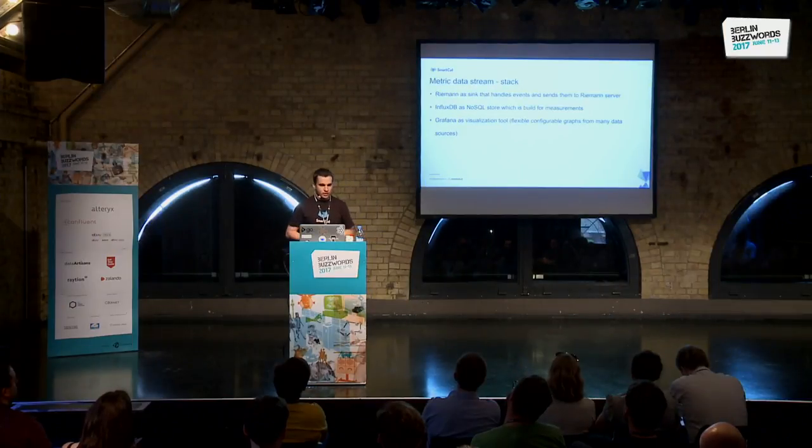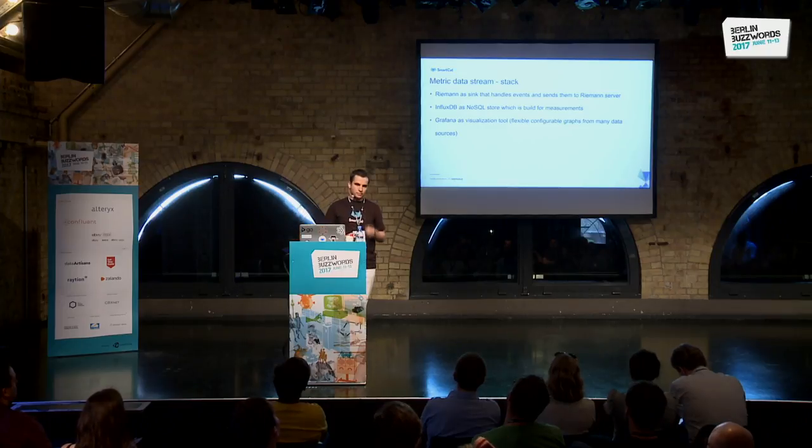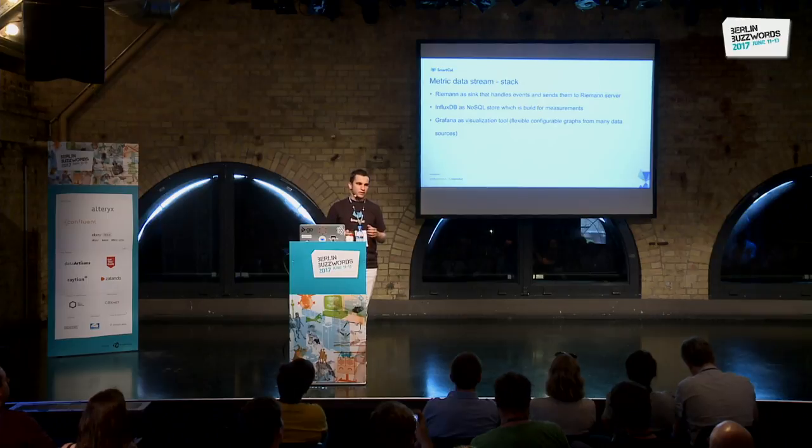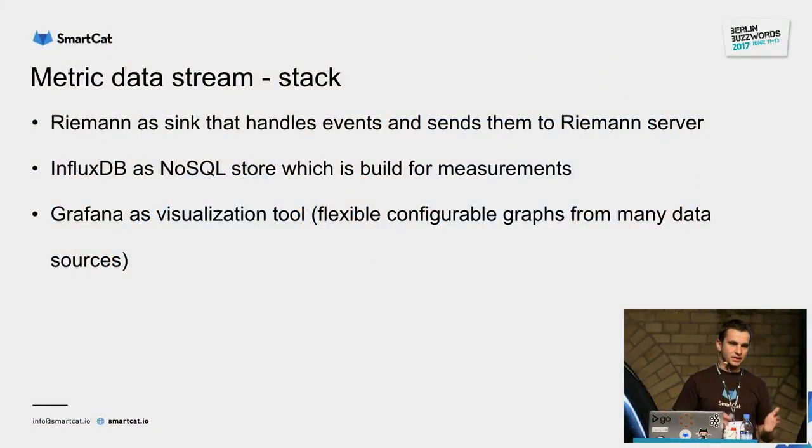So let's run through the stack that we chose for building this self-managed solution. We have chosen Riemann and InfluxDB. Riemann is a processing framework which acts as a server on the metrics machine. And you're using different clients on your applications. Riemann has a Java client, a Python client, and a bunch of other clients. And you're basically sending a selection of your metrics to the Riemann server. And the Riemann server is processing and storing those events.